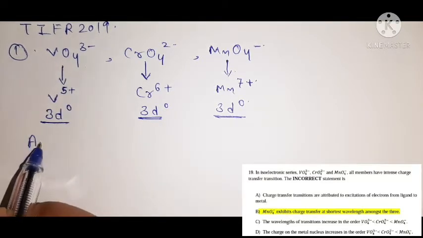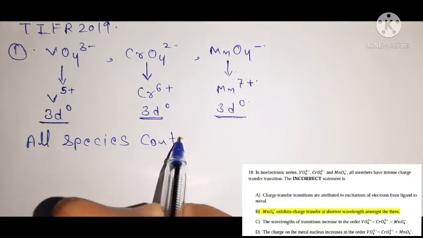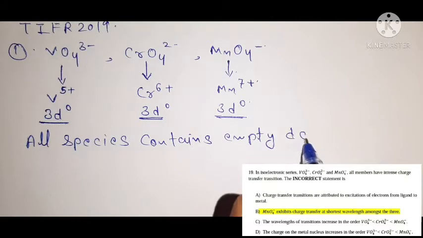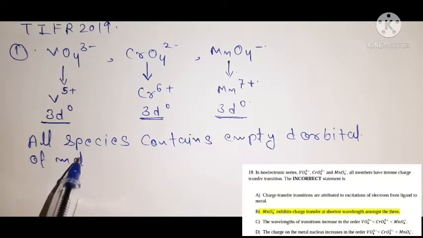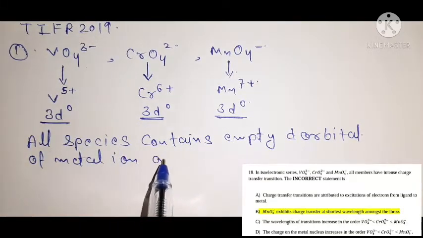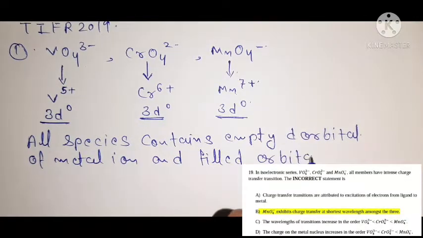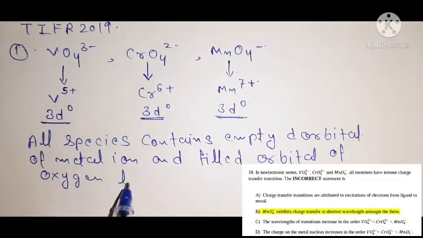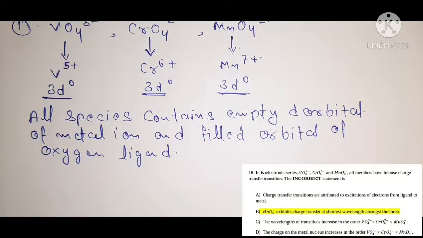So all species contain empty d orbitals of the metal ion and filled orbitals of the oxygen ligand. Okay, this is a common thing present in these complexes.